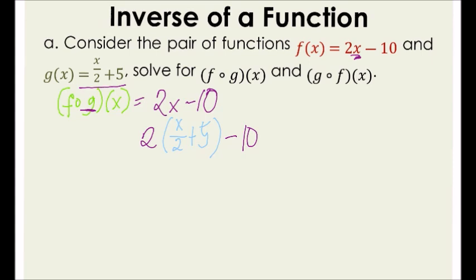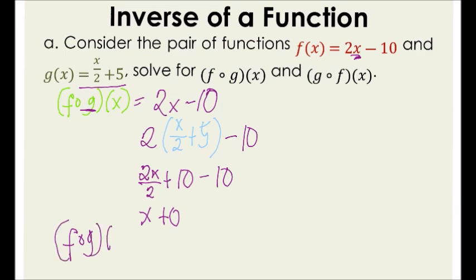So 2 times x over 2 is 2x over 2, plus 2 times 5 is 10, minus 10. 2 over 2 is 1, so x, plus 10 minus 10 is 0. So f of g of x is equal to x. Now how about g of f of x?